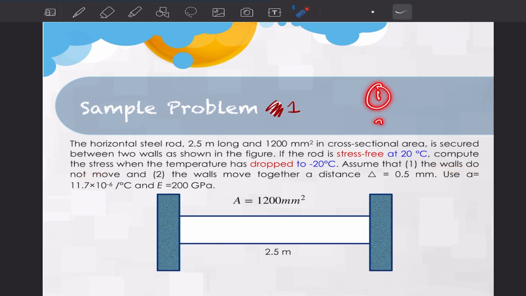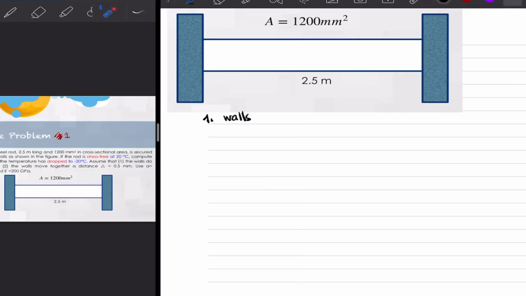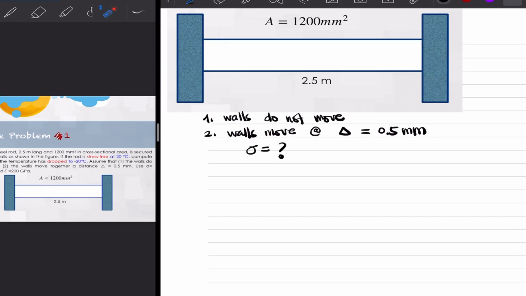Muna siya number 1. Second, if the walls move together a distance of 0.5 mm. Use na siya alpha 11.7 times 10 to the negative 6 per degree Celsius and modulus of elasticity nga 200 gigapascal. Number 1, walls do not move. 0.5 mm. Unsa dayon ang iyahang value sa stress. Tapos, use alpha. So, naay given nga alpha is equal to 11.7 times 10 to the negative 6 per degree Celsius. E is equal to 200 gigapascal.